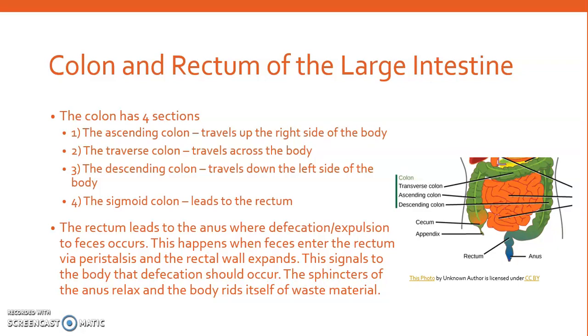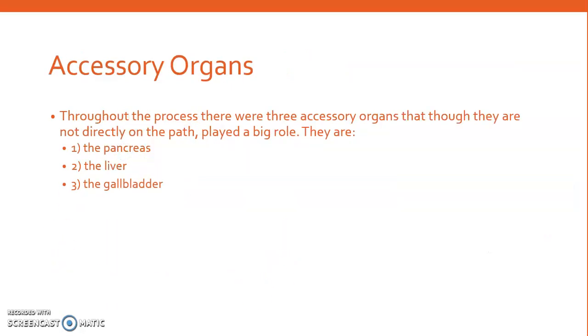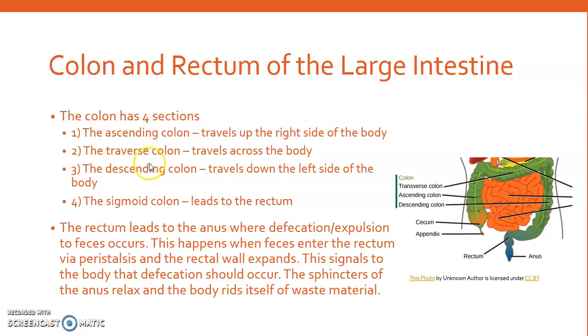The colon has 4 sections: the ascending, the transverse, the descending, and the sigmoid colon. You can see right here, you'll notice there's a little spelling mistake there. Put the N in transverse. You can see it's transverse here. Anyways, the ascending colon travels up the right side of the body, so ascending, going up. The transverse colon travels across. The descending colon travels down the left side of the body, and the sigmoid colon leads to the rectum. That's just this little bit right here.